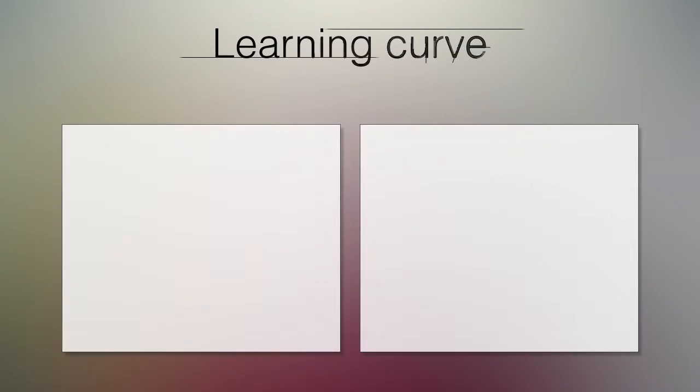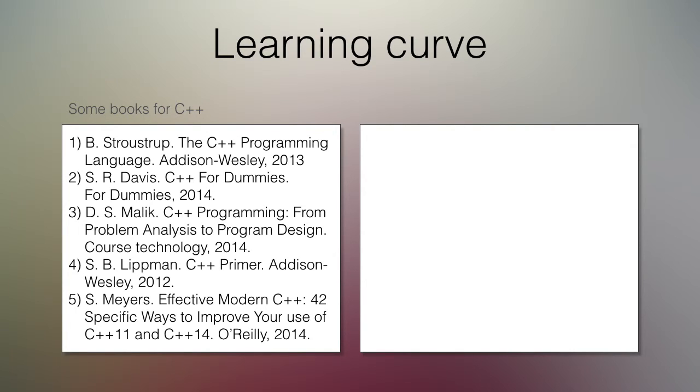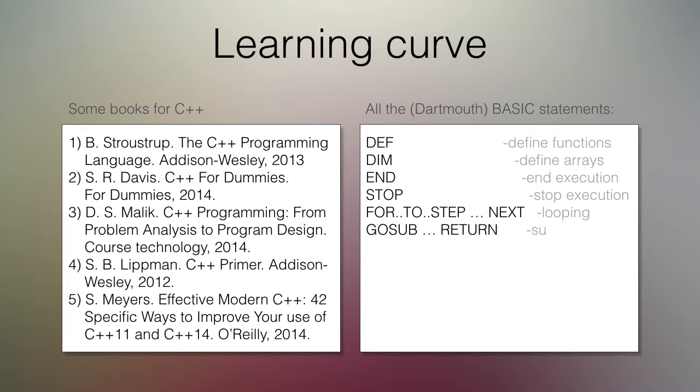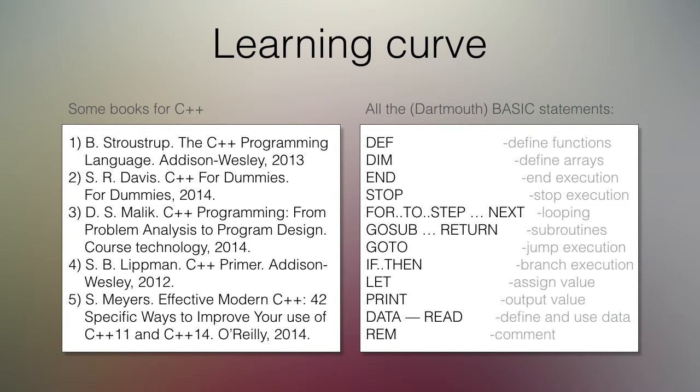Then about the learning curve. For instance, C++ is such a multidimensional programming language that there is an abundance of books for it. Here are just some of them. By the way, none of these books cover all the aspects of C++. In contrast, here is the entire language of Dartmouth BASIC. I think I prefer the short learning curve.